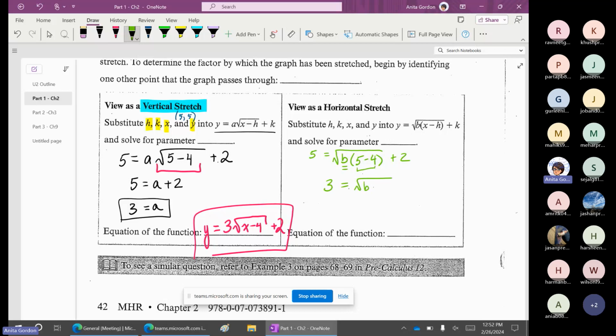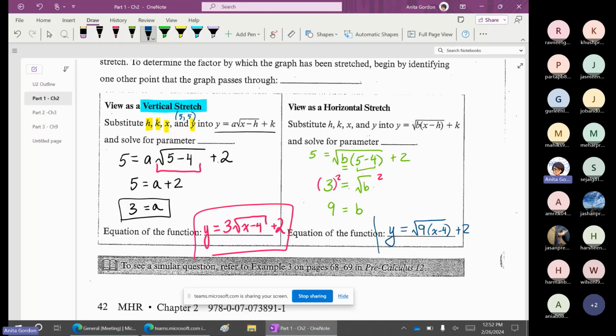And what's 5 minus 4? 1. So I actually don't need to extend that. The square root of b equals 3. So what's b? 9. Right? Because to get rid of a square root, these are opposites. So now if I view this as a horizontal stretch, then my equation would be square root of 9 bracket x minus 4 plus 2.